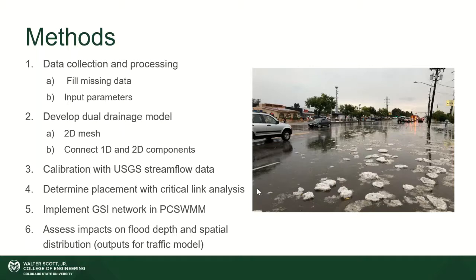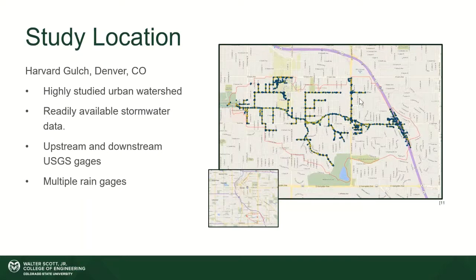So the study location I'm using is Harvard Gulch in Denver, Colorado. Kind of hard to see in that little sub map, but it's a watershed located in sort of the southeast area of Denver. And it's a highly studied urban watershed, which is really useful because there are previous reports and models that give a lot of background information and some reference.